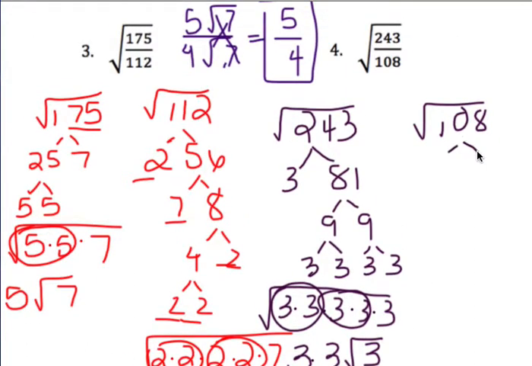So let's go ahead and break down 108. When we break down 108, I start by dividing it by 4. And when I do that, I end up getting 27. So I can take out a pair of 2's here.